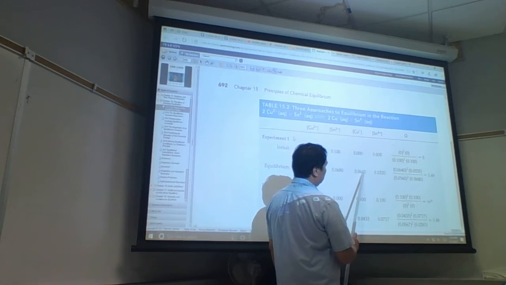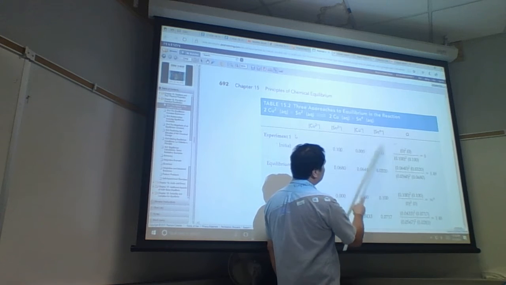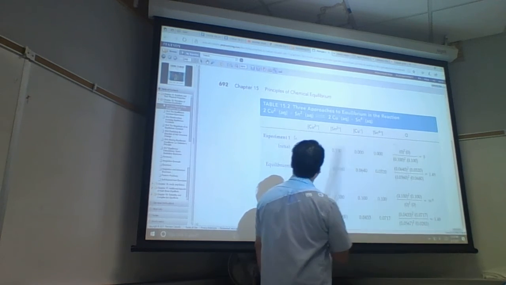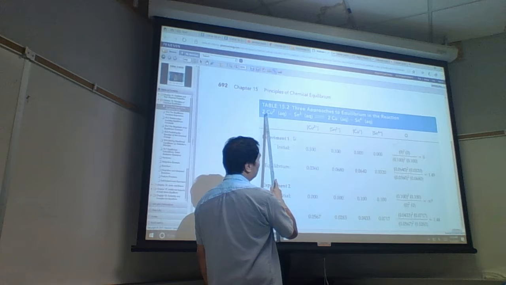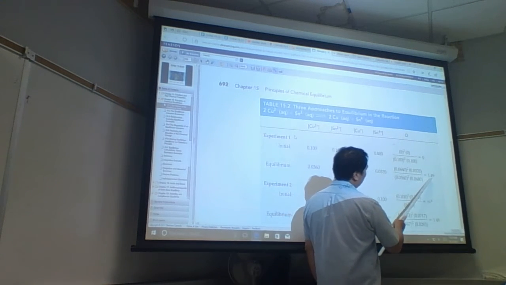If we take the copper 1 and square it because of the 2, and multiply by the tin 4, and divide it by the copper 2, which is squared because of the coefficient 2, divided by the tin 2, we get a number. This number is 1.49. Okay.